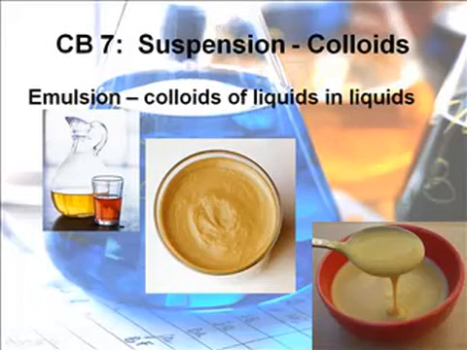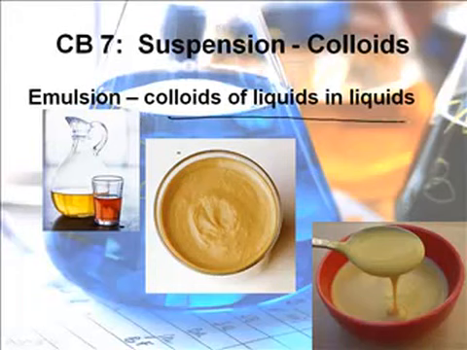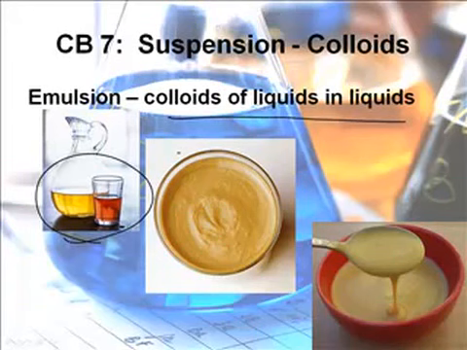There is also one other thing called an emulsion. An emulsion is where you have a colloid of a liquid in a liquid. So if we take two liquids and we pour them together, mustard is a good example here. You pour these two together and then boom, they become a colloid. Two liquids, a liquid in a liquid.